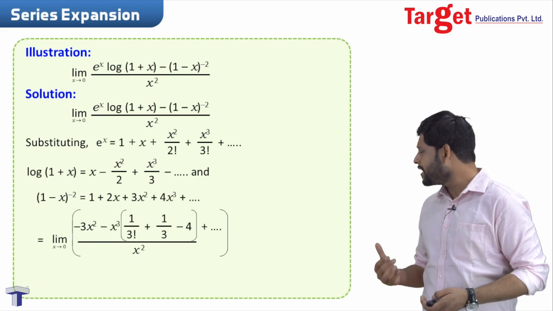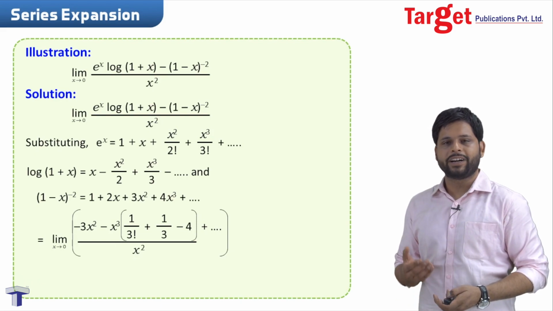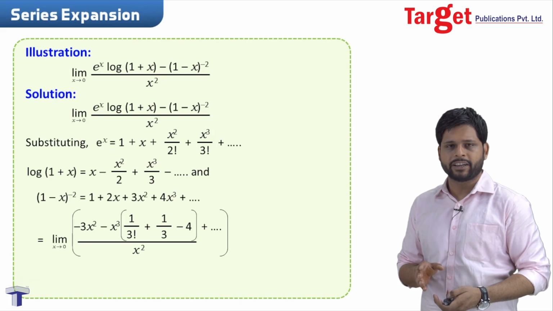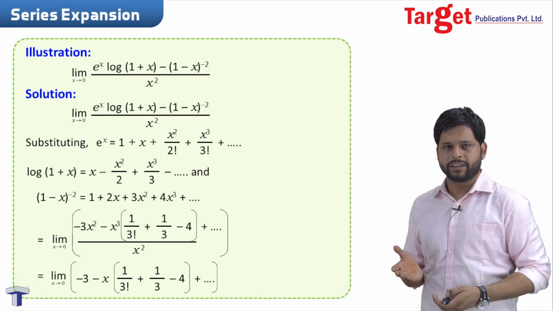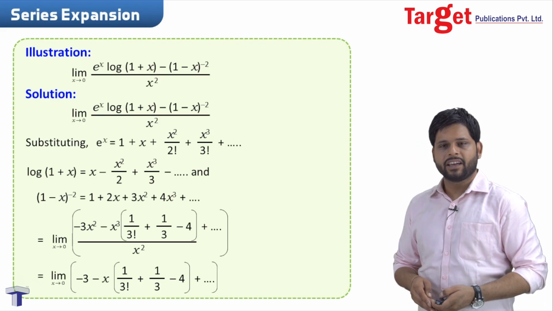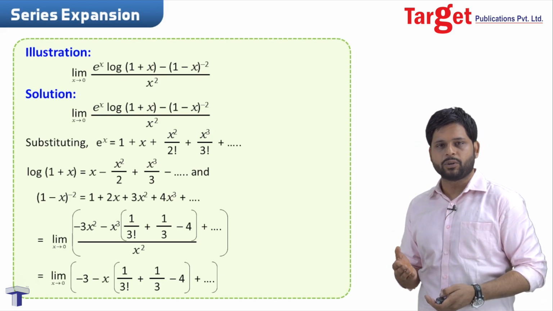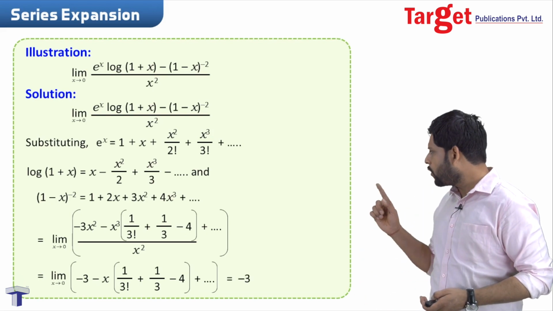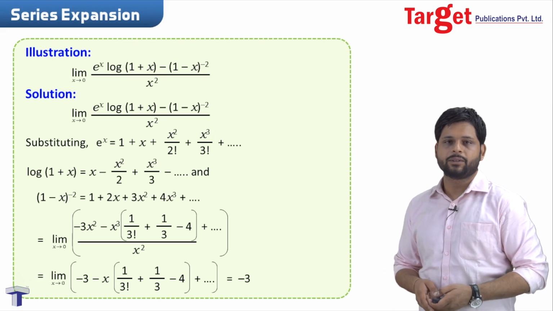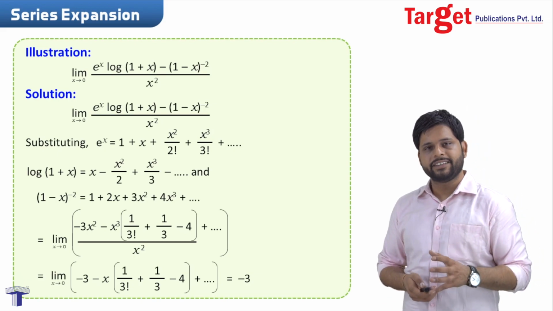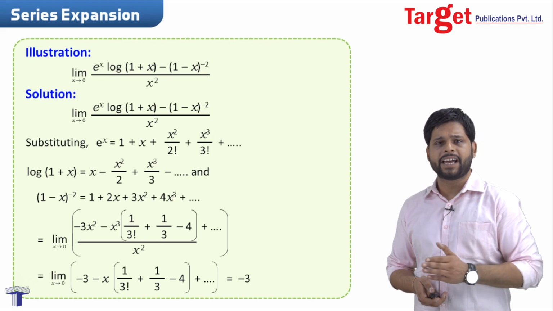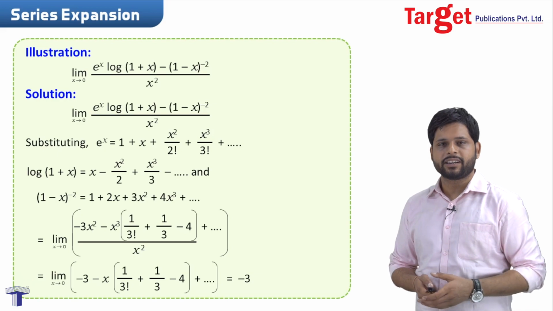After applying it, I am taking x square common from the numerator and cancelling it with the denominator. Now what we are left with is minus 3. If we substitute x approaching 0 there, what happens? All the parts get cancelled out except for minus 3. So that is the answer. This is how the series expansion works. If you remember the series, you directly apply it and give the answer.